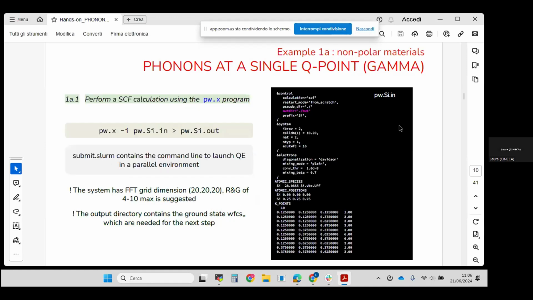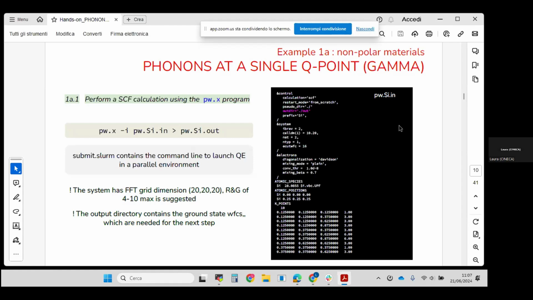So, the very first step for the simulation of phonon frequencies at the gamma point of this nonpolar material, silicon, is to implement a self-consistent calculation using PW. You have seen already how to run this kind of calculation. In this case, keep in mind that it is important that you preserve the output directory where the wave functions, the wave function of the ground state, are written.